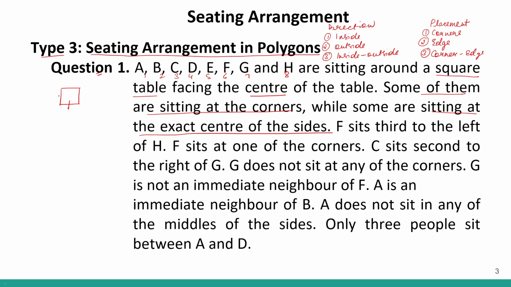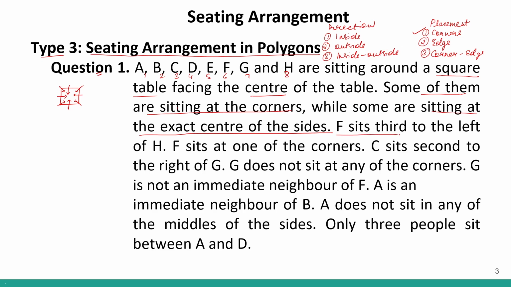That means the edge. So there are 4 people. Exact center will give us 4 people sitting at the edge facing inside and 4 people sitting at the corners facing inside. Okay. So this will be our table. 4 people at corners, 4 people at the edge. Everybody is facing towards the center of the table. So this is a similar concept to circular seating arrangement, but the arrangement has changed a bit. The addition of corners is there. Okay, so one more concept is basically added to circular seating arrangement.